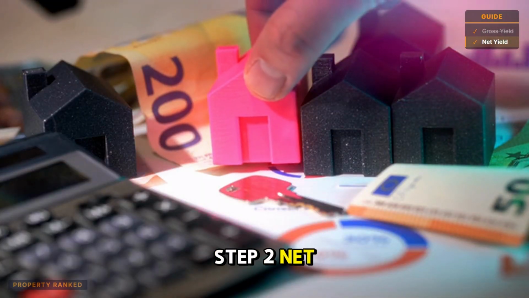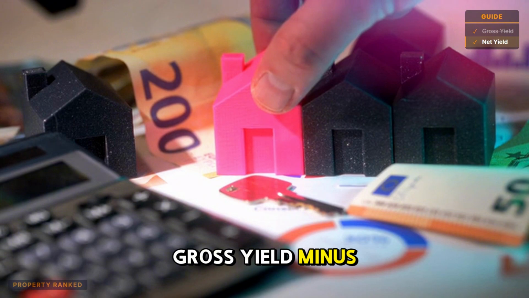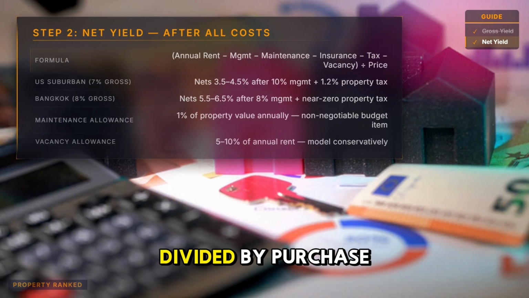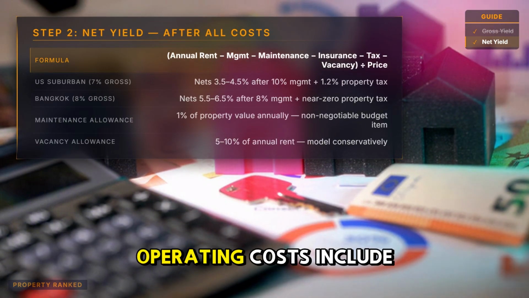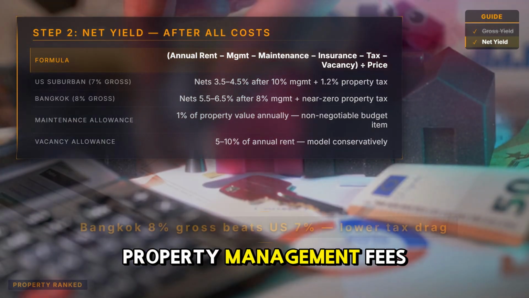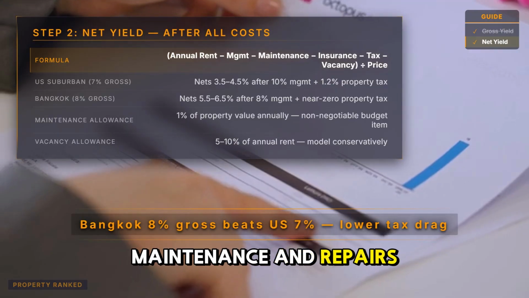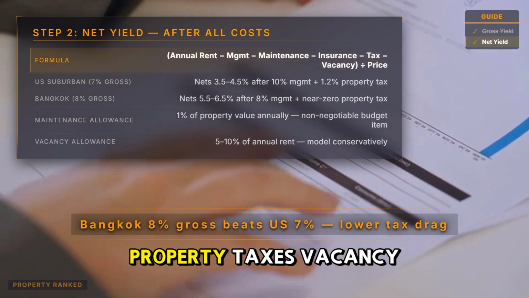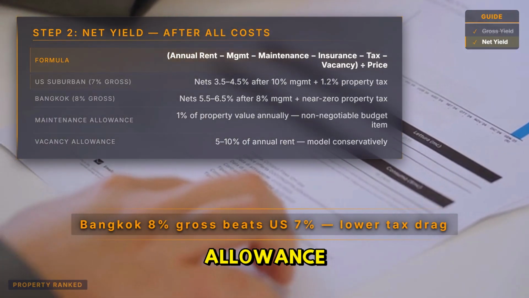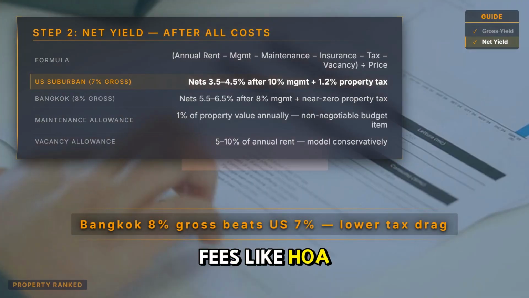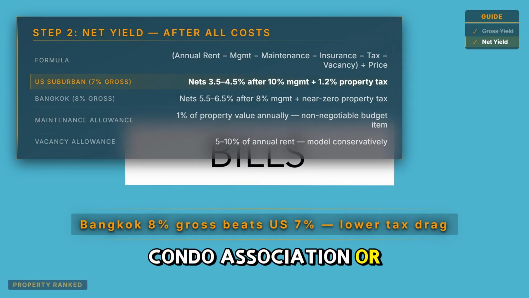Step 2. Net yield. Gross yield minus all operating costs divided by purchase price. Operating costs include property management fees, 8 to 30% depending on market, maintenance and repairs, insurance, property taxes, vacancy allowance, and any mandatory fees like HOA, condo association, or building fund.